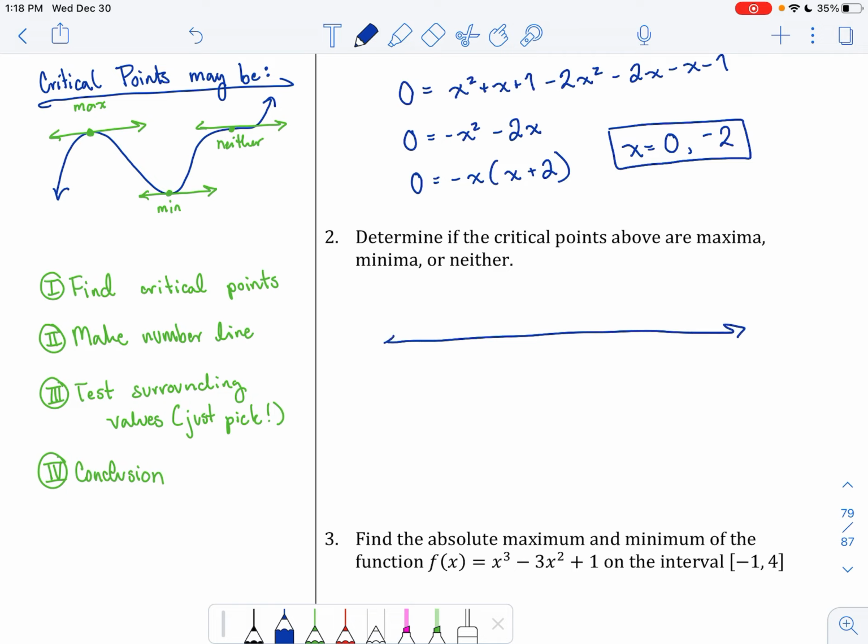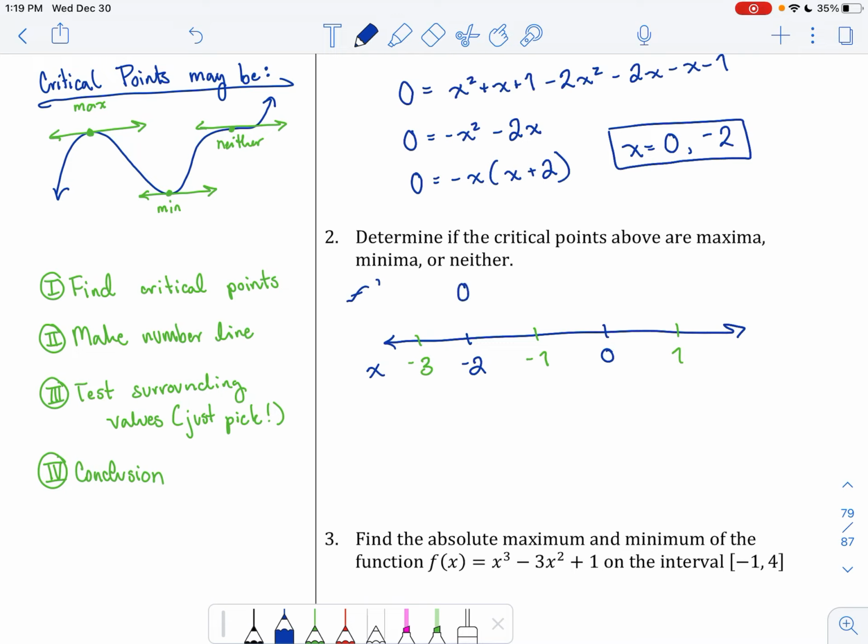Then on a number line, we are going to say, okay, here are our x values. The ones we're interested in, in this case, are the critical points, so -2 and 0 in the case of this equation. Now, when I say test surrounding values, what that just means is pick numbers in each of these intervals that you haven't used yet. In this case, I'm going to say -3, -1, and 1. The thing you're going to test is to find the f prime values.